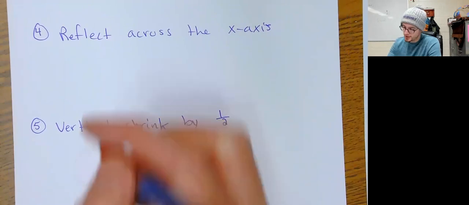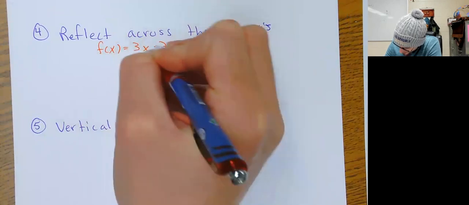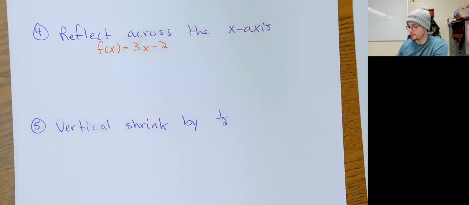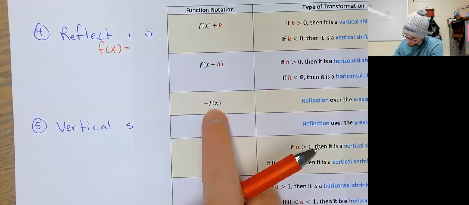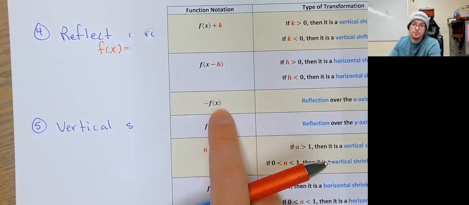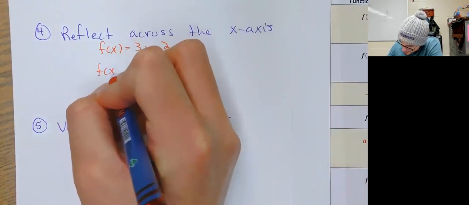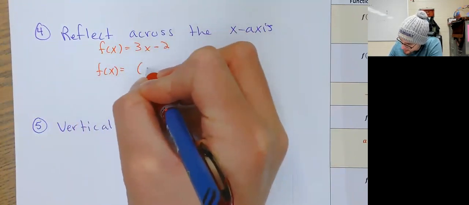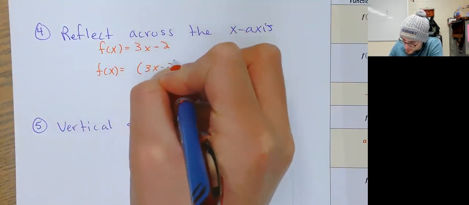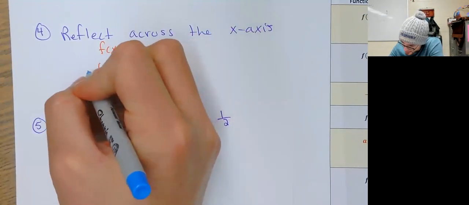Got some more examples here. All right. Same function, f of x equals 3x minus 2. All right, so reflect across the x-axis. X-axis, we're going to multiply the entire function this time, not just the variable, but the entire function by a negative. So we get f of x equals the entire function in parentheses because we're multiplying the entire function by a negative.